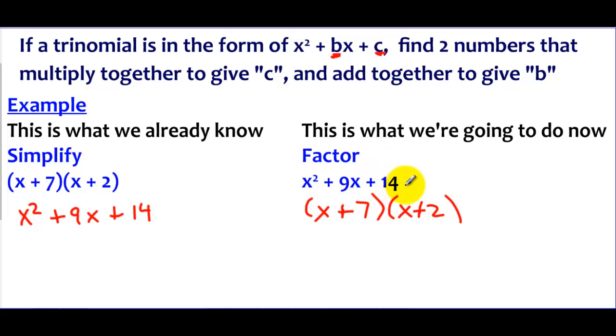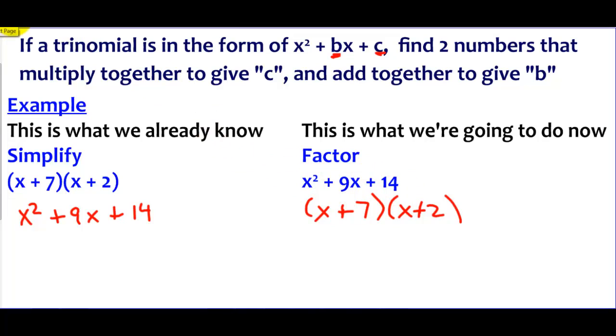Okay? So if you notice, the c value here, as we talked about at the top, is 14, and the b value is 9, and 7 times 2 gives me 14, 7 plus 2 gives me 9, so that's how we're going to figure out that pair of numbers. Right? So seeing these side by side, you can see when I ask you to simplify, we're putting them together. When I ask you to factor, we're going to have to figure out how to take this apart and make it into two or more expressions.